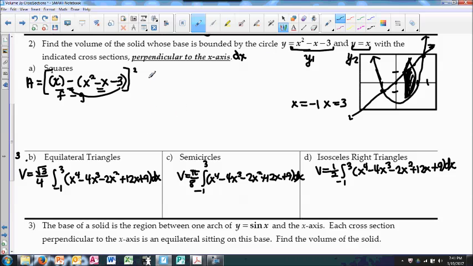So what I could do, however, is say that I'm going to let f of x equal x, and g of x equal the function x squared minus x minus 3. That allows me to say that my area is f of x minus g of x quantity squared.